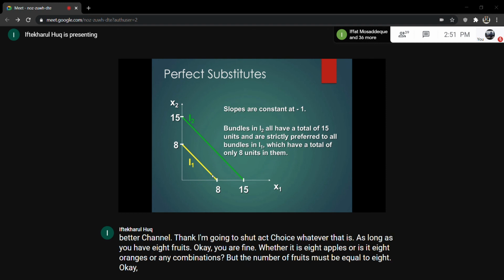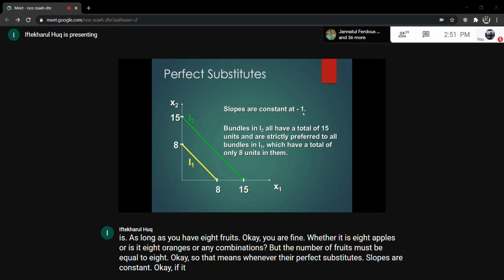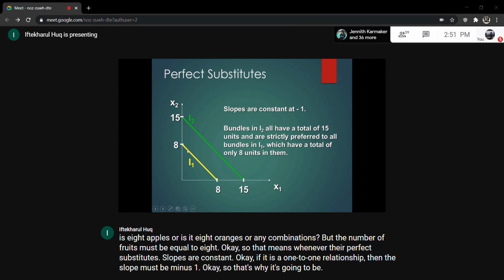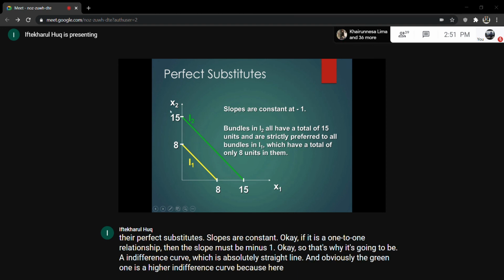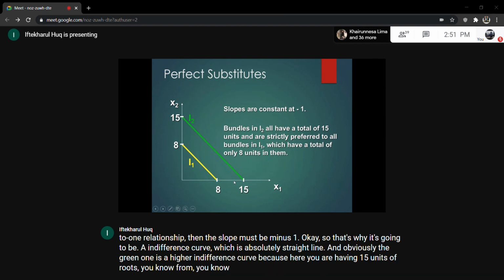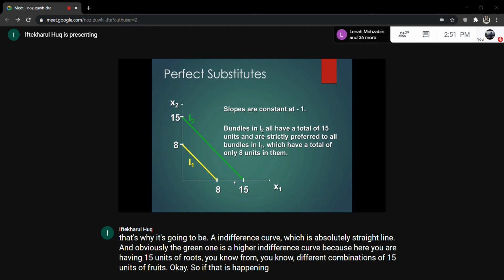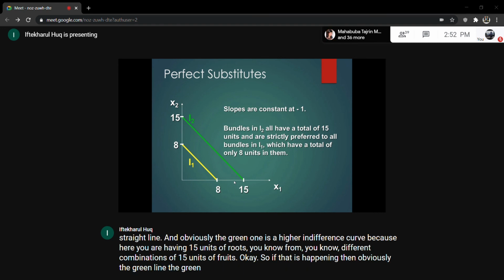Okay, so that means whenever they are perfect substitutes, the slopes are constant. Okay, if it is a 1-to-1 relationship, then the slope must be -1. Okay, so that's why it's going to be an indifference curve which is absolutely a straight line. And obviously the green one is a higher indifference curve, because here you are having 15 units of fruits, from different combinations of 15 units of fruits.